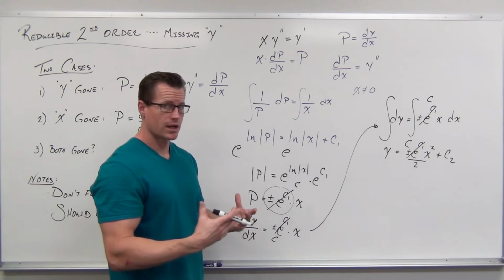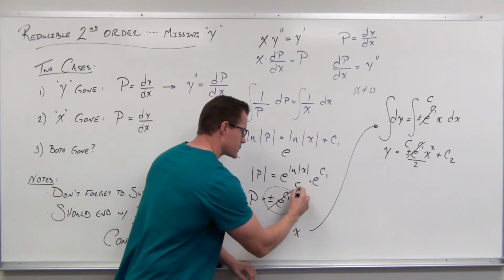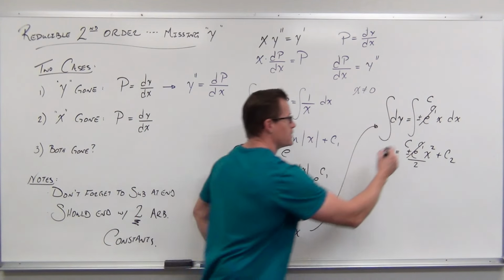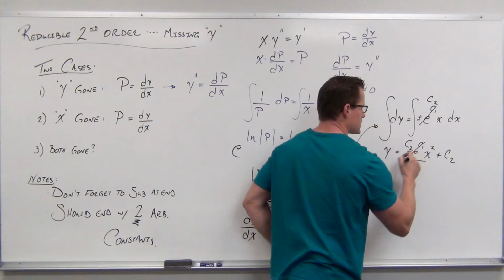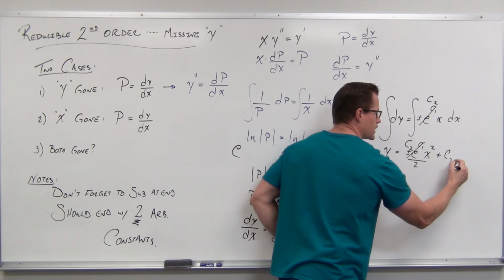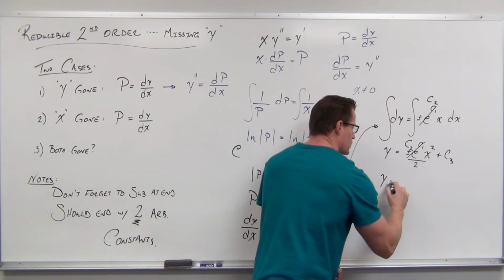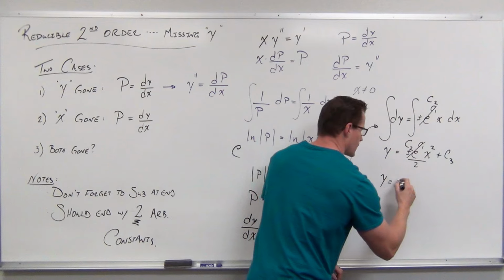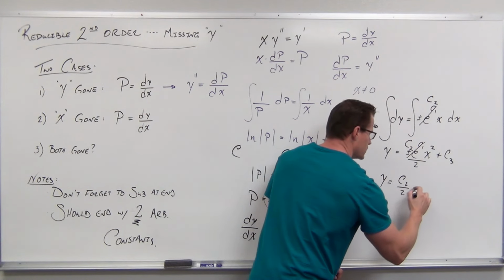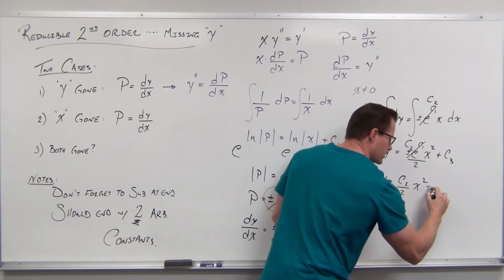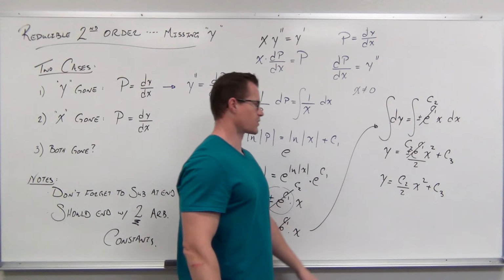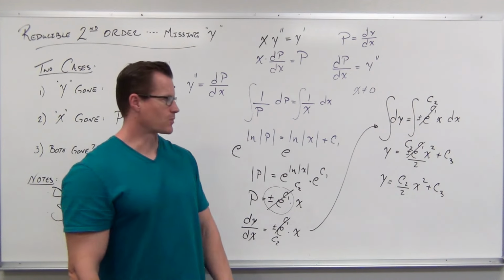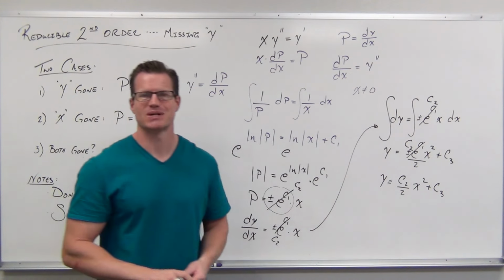So if you wanted to do this, I would suggest calling this c sub 2, and then c sub 3. That way we'd get y equals c sub 2 over 2 x squared plus c sub 3. Now I want to tell you one more thing. We're going to wrap this up as another arbitrary constant.